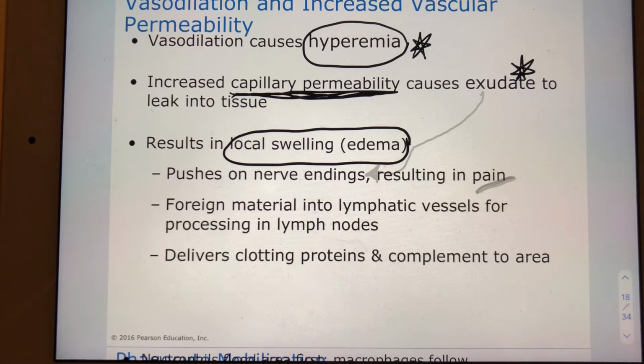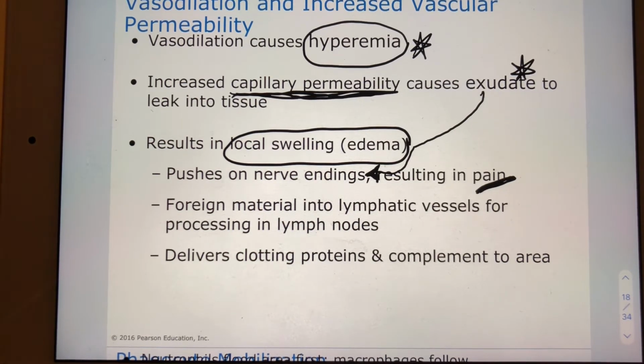Another cardinal sign, you might recall, is pain. And one of the reasons why we experience pain during inflammation is that this exudate is applying pressure to our local nerve endings. Why do we want to feel pain? So that we know something's wrong. Pain is not enjoyable, but it's very, very necessary.